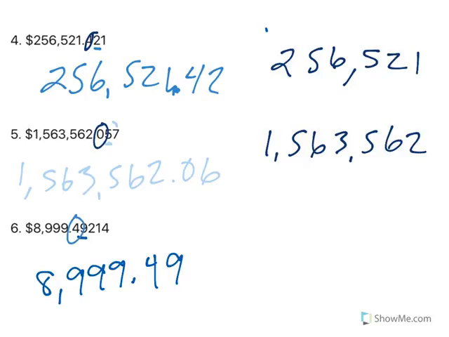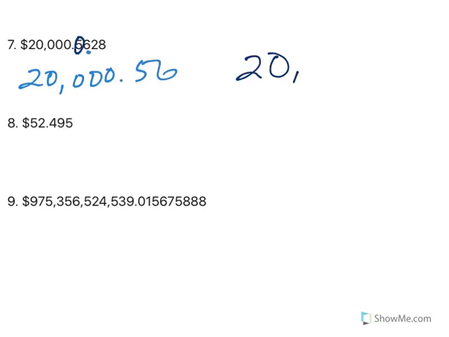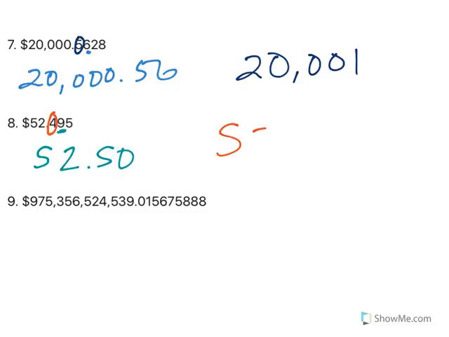4 rounds down. You always go back to the original for rounding, so we'd end up with 8,999. Number 7. Nearest cent, 2 rounds down, so 20,056. Nearest dollar, 5 rounds up, so 20,001. Just change color because I'm bored with that one. Nearest cent, 5 rounds up, so 52.50. But when I go to round to the nearest dollar, 4 rounds down, so I'm just at 52.